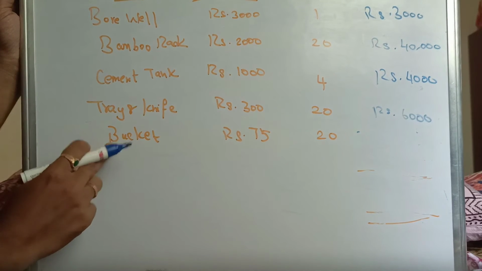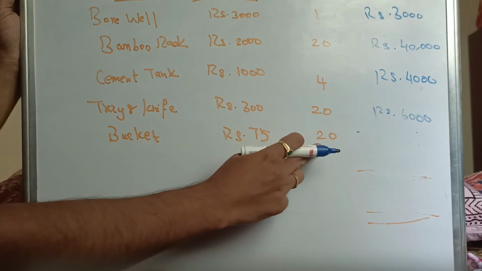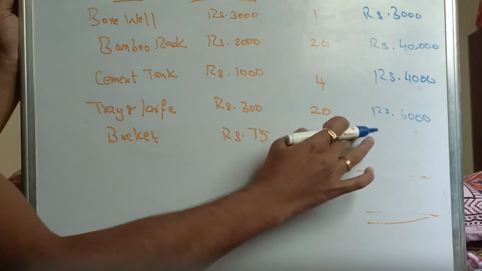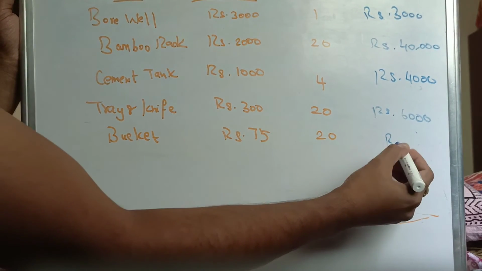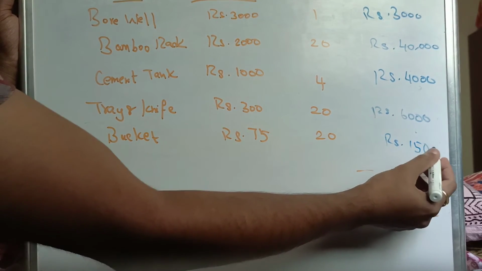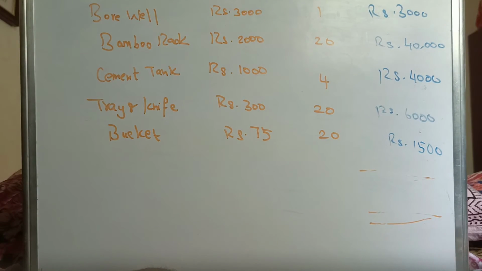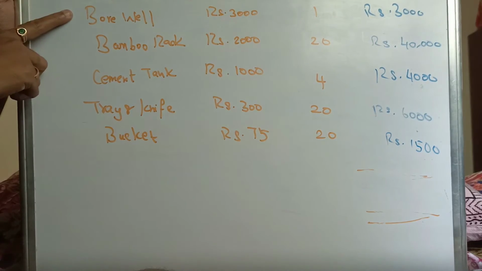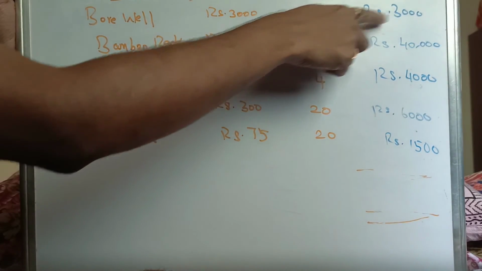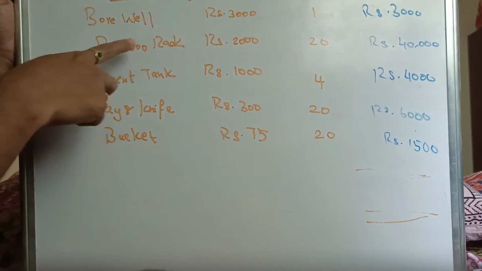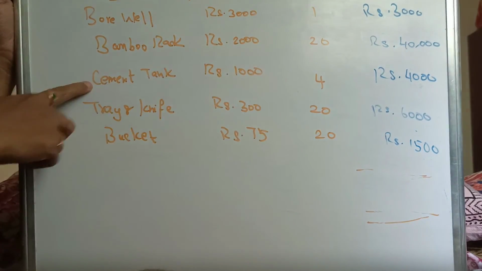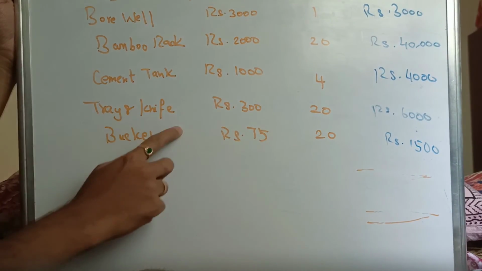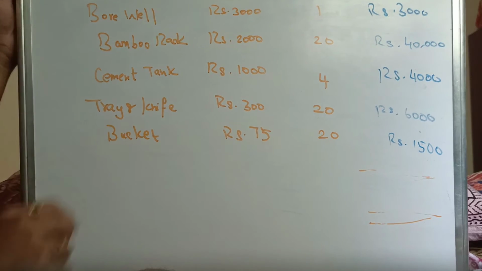Similarly, bucket. 1 bucket is rupees 75. The quantity required is 20. So 20 into 75 is equal to 1500. Now you have identified the cost of each line item based on the quantity of the raw item. That is rupees 3000 for borewell, rupees 40,000 for bamboo rack, rupees 4,000 for cement tank, rupees 6,000 for tray and knife, and rupees 1500 for buckets.